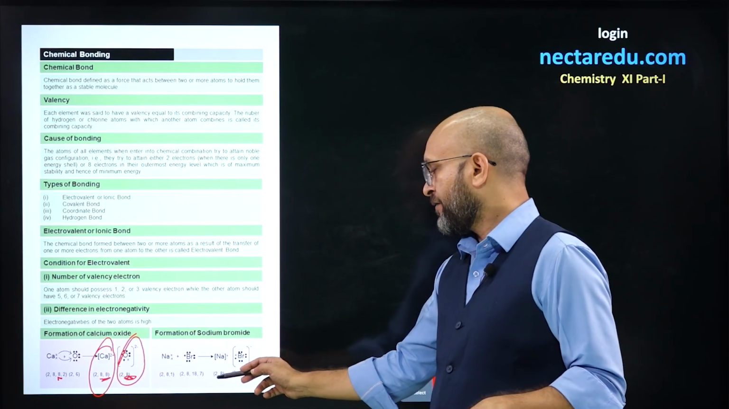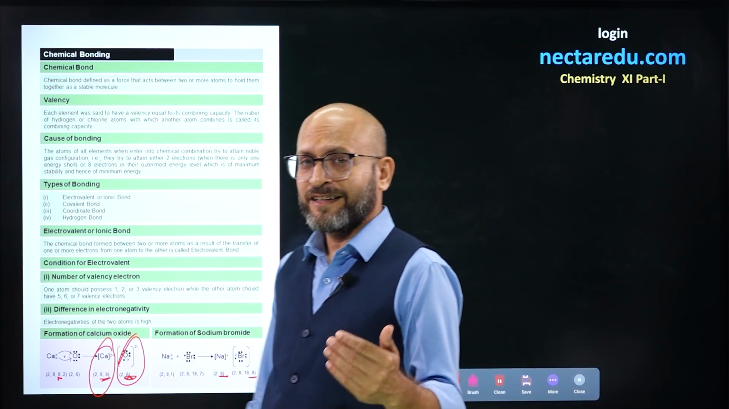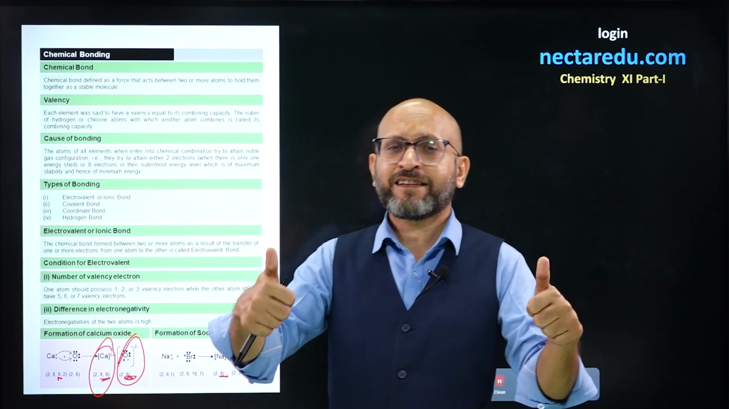Same way we have another example, NaBr. NaBr could be represented as Na plus and Br minus. Here we have Na plus with 8 electrons in its outermost shell and Br minus with 8 electrons in its outermost shell. So the conditions are met and they are very stable.